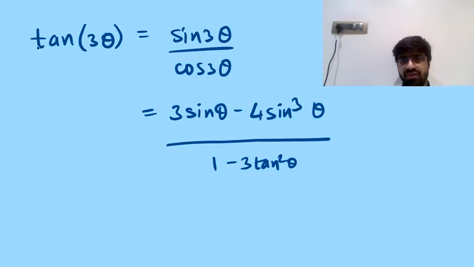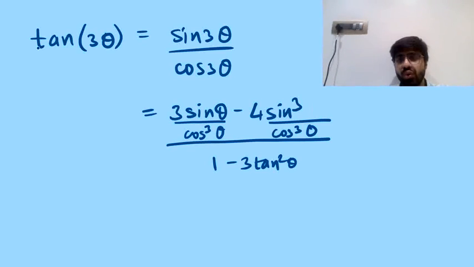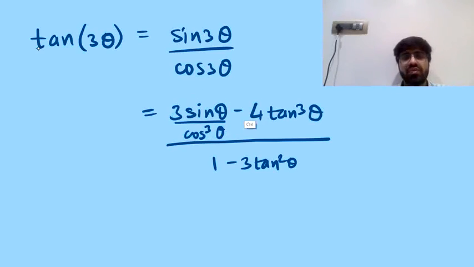Go for the numerator. In the numerator we have 3 sin theta upon cos cube theta. We will simplify that later. And 4 sin cube theta upon cos cube theta, that will give you 4 tan cube theta. What about the terms here? So we have 3 sin theta upon cos cube theta, right?